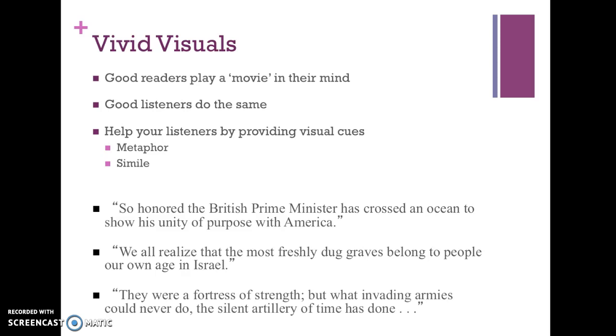"So honoured, the British Prime Minister has crossed an ocean to show his unity of purpose with America." We have that straight away, that visual of crossing the ocean, that visual of distance, and then the word unity to contrast that. It's a nice way of contrasting distance with unity, and it creates a good mental picture for the reader. The second one: "We all realise that the most freshly dug graves belong to people our own age in Israel." That really vivid and slightly shocking image of freshly dug graves is a very strong, clear picture for the listener to grab onto.